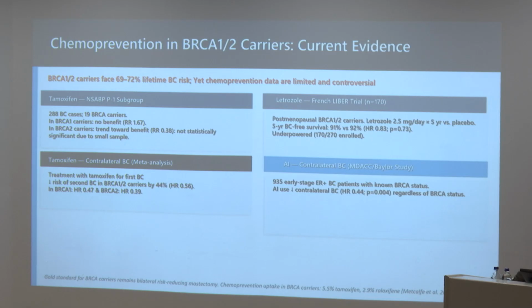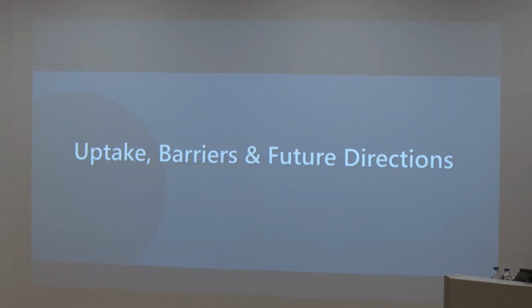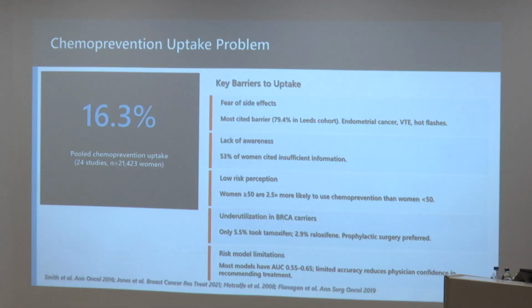There's no beneficial effect, again, because they found it underpowered, as they could only include 170 patients. Again, with the AI, as we saw with tamoxifen, there's a risk reduction in those cancer patients. So, the update and the barriers and future directions: the only thing here that is theoretically easy is to recommend any kind of hormonal chemoprevention in these patients, on paper, of course.